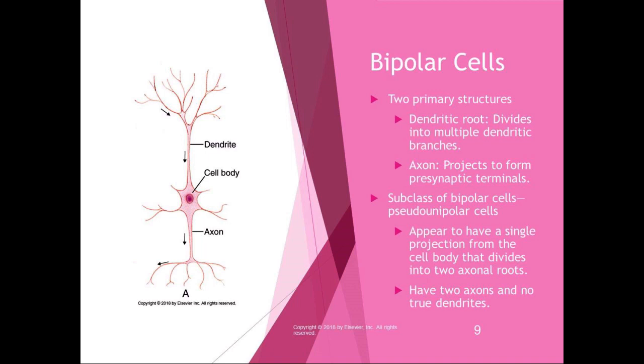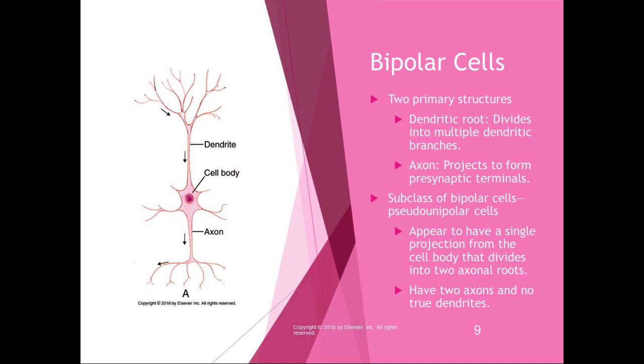So the bipolar cells have those two primary structures that extend from the cell body: the dendritic root, which divides into multiple dendritic branches, and the axon, which projects to form presynaptic terminals. We're always going to talk about neurons projecting, and that means they go somewhere. That's where they're sending their information.